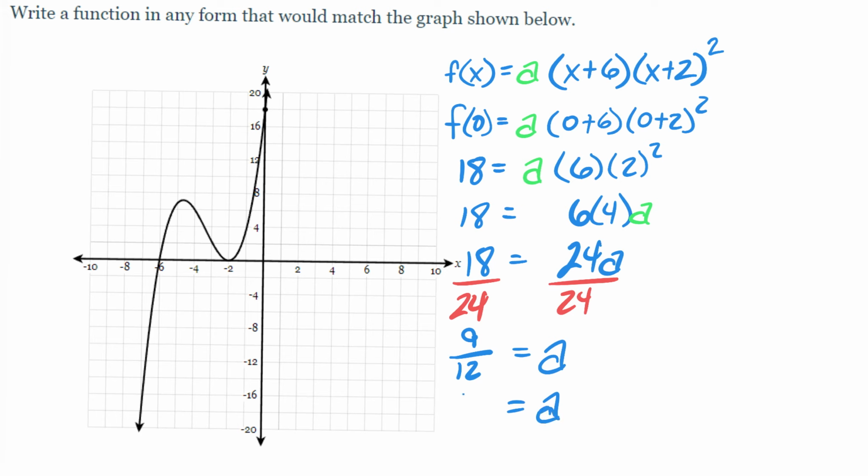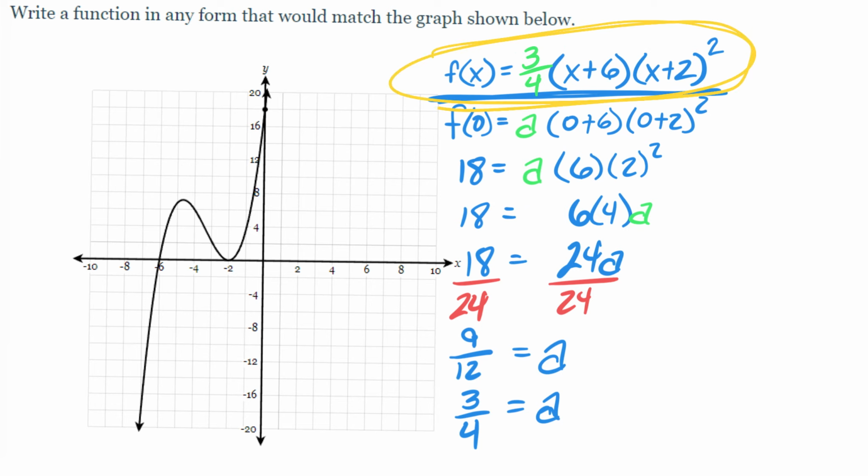Now I can factor a 3. A 3 from 9 is 3, and a 3 from 12 is 4. So our scale factor is 3/4. So all we have to do to fix this is take our original equation up here at the top, and in order to scale it back to what it's supposed to be, we replace our a value with 3/4. Now this equation works.